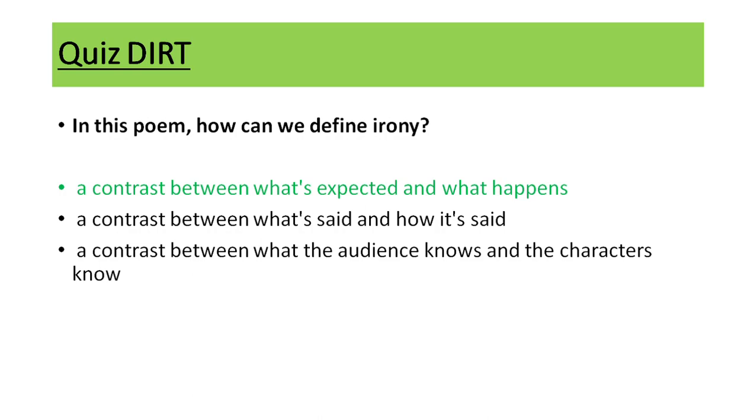So the first one was this one. How can we define irony in this poem? Now, a reason that this one I think was quite tricky is because all three of these options are a type of irony, and I did mention all three in the video. But I did pick this question on purpose because it's very important that you can pin down specifically in this poem how the irony is used and what type of irony Hardy's talking about. So it is the one in green. It's the contrast between what's expected and what actually happens.